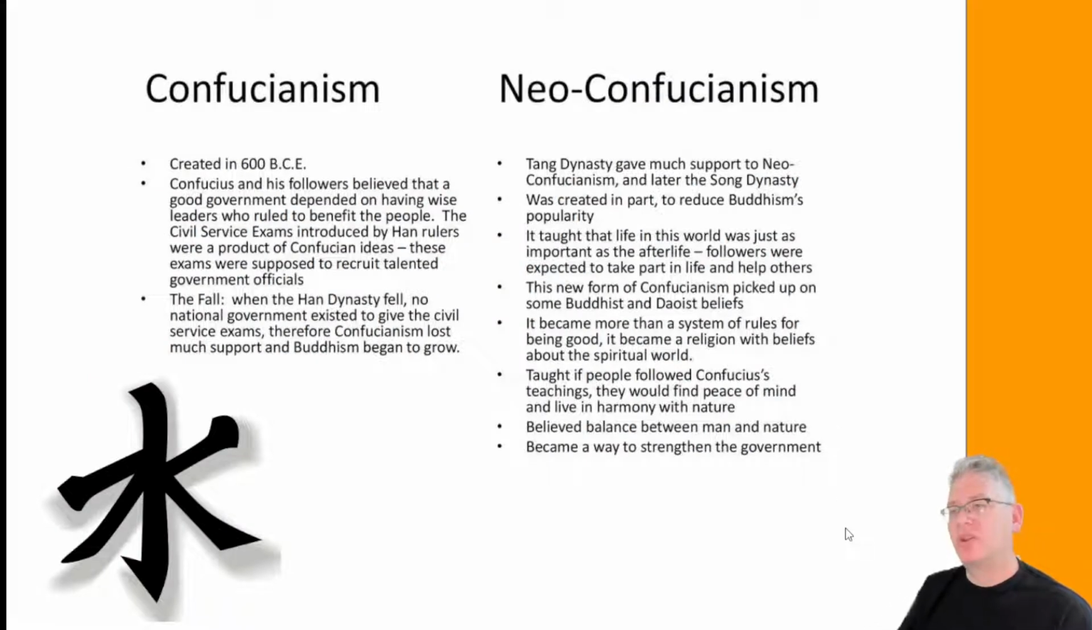And here's just a little bit more detail on it. You can take a look at that on your own a little bit later on. This is Confucianism versus Neo-Confucianism, though. So Confucianism is the earlier version. Neo-Confucianism is the version that is going to become popular in the Song Dynasty. And the idea, again, here is that they were losing converts to the Buddhists and the Taoists. And so they changed the religion just a little bit to make it more appealing to the everyday average person. So more than a system of rules about being good, it became a religion with beliefs about the spiritual world.